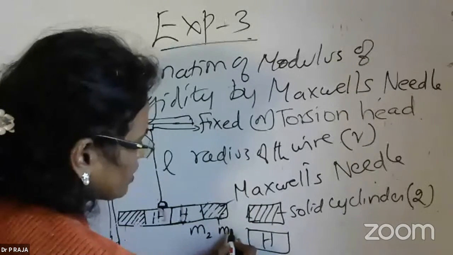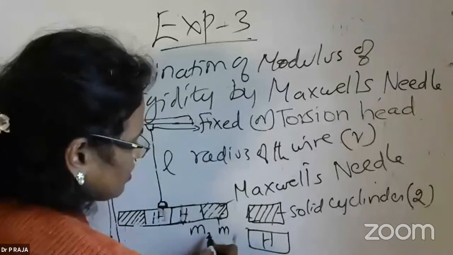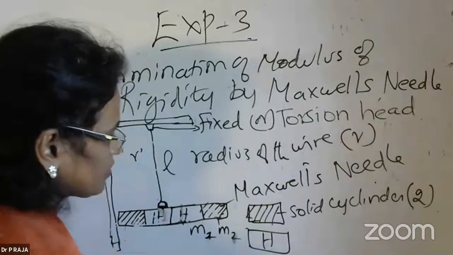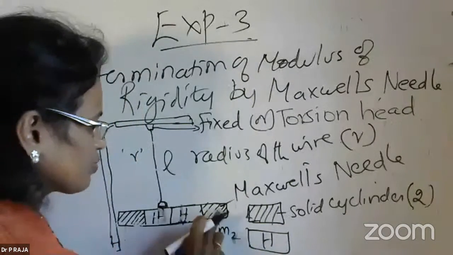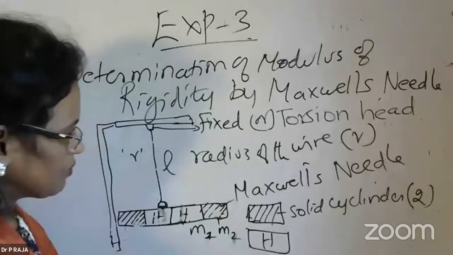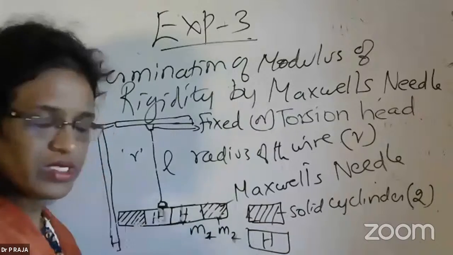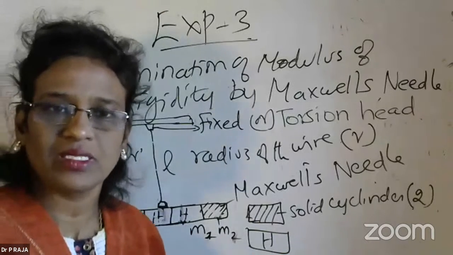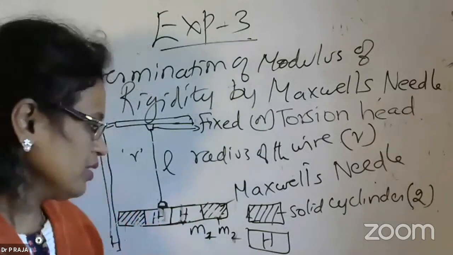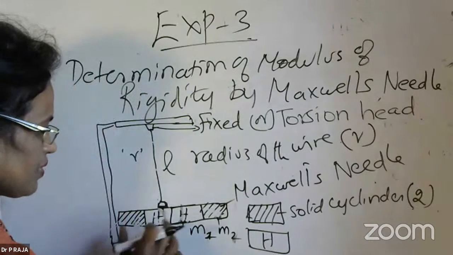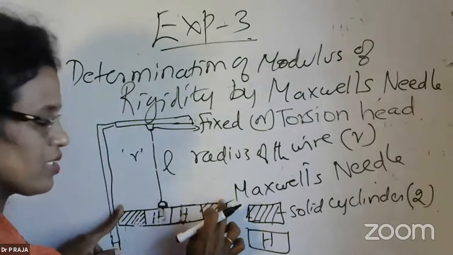I think this is M1 and M2. The mass of this one is higher, M2 minus M1. The hollow cylinder mass M1 and the mass of the solid cylinder, you will take separately using a spring balance, which is there in the lab. And then this length you will measure.